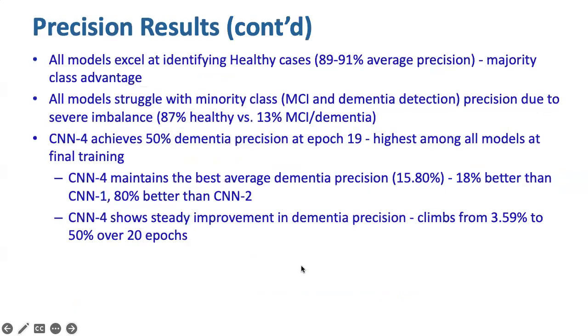And for precision results, we see most of the models struggle, but CNN4 achieved 50% dementia precision at the last epoch. And we know that we have only 1.5% dementia participants in our data set. But all models perform better for healthy cases, and they achieve around 90% precision.